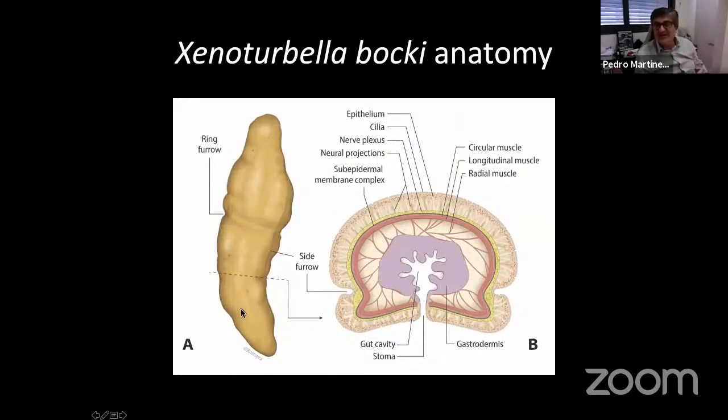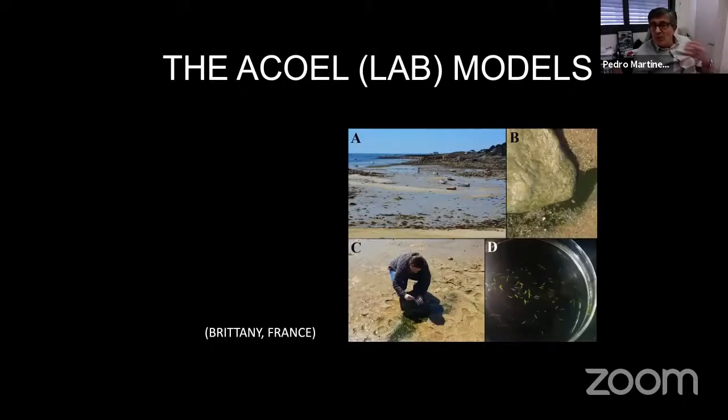Xenoturbella will look like this. This will be a cross section. So you can see that essentially it has a gut in the middle and then a gut cavity. And then outside you have epithelia and a lot of neurons, which are essentially lying in this yellow part. It's relevant in the sense that we use this as a guide to study the morphology of those animals. What lab models, what acoels do we use?